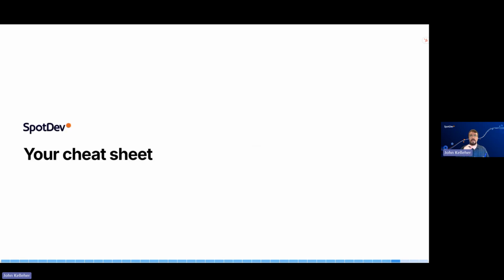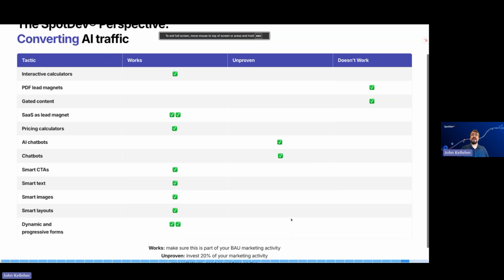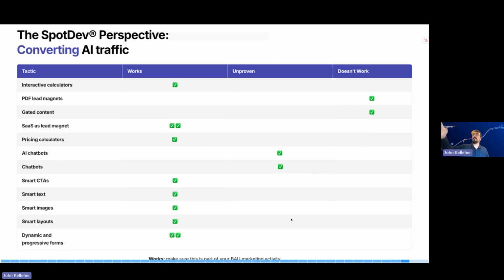After the session, you will get a copy of all of these slides and the video of the session, and that will include our cheat sheet for what we believe is and isn't working in converting traffic from AI sources, and what we believe at this time is unproven. This is based on our experience and our own data, and it looks like this, where we are finding evidence that interactive calculators work, but PDF lead magnets don't. Gated content doesn't. Ungate all your content, much more about that next week. SaaS as lead magnets do.